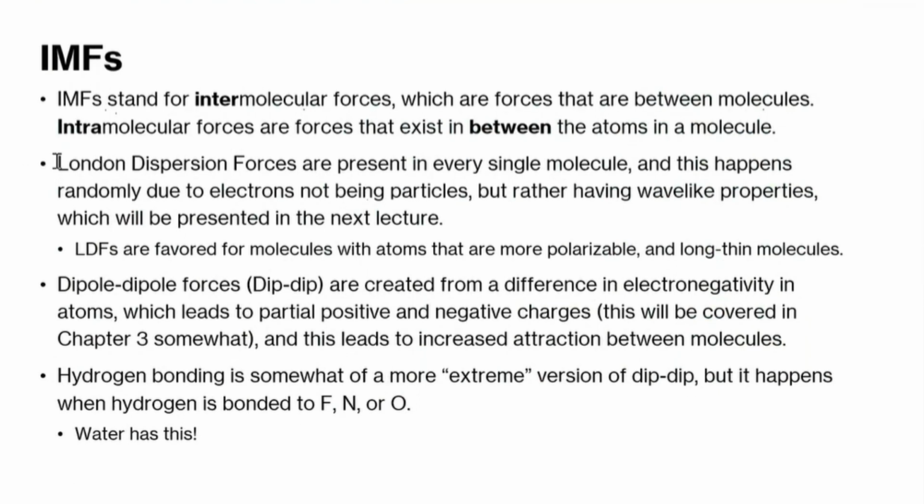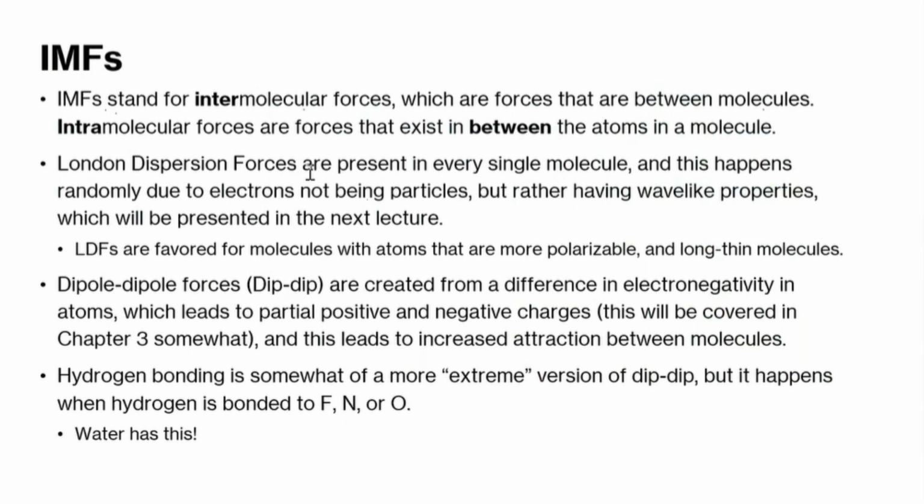The first kind of IMF that we want to know are London dispersion forces. These were formulated back in like the 50s. At that time, we have our good old friends, Albert Einstein and Schrodinger, and a bunch of other cool quantum physicists that came up with the notion that electrons are not actually particles. They're actually waves, and they have probability densities to them. These probability densities will be discussed later on in the next lecture.